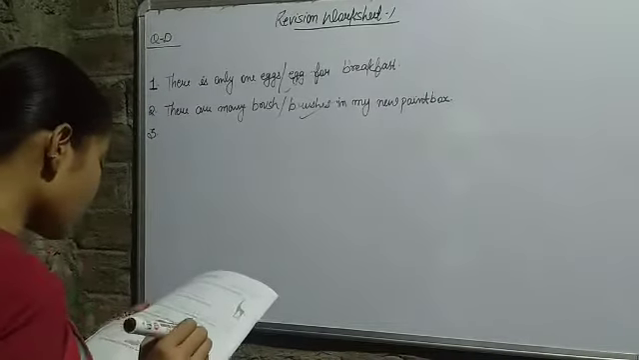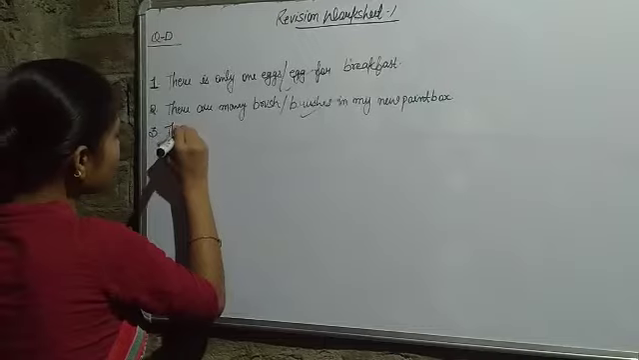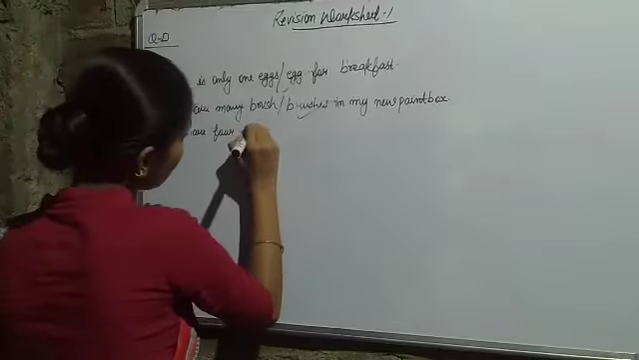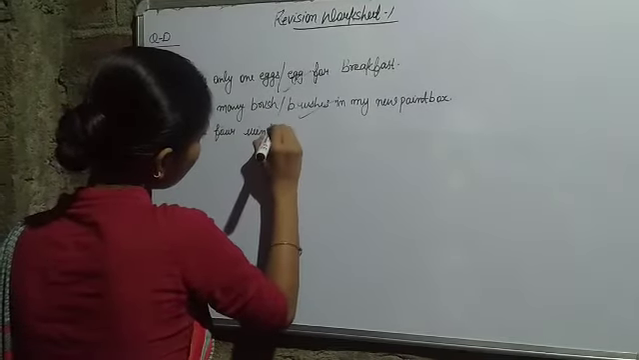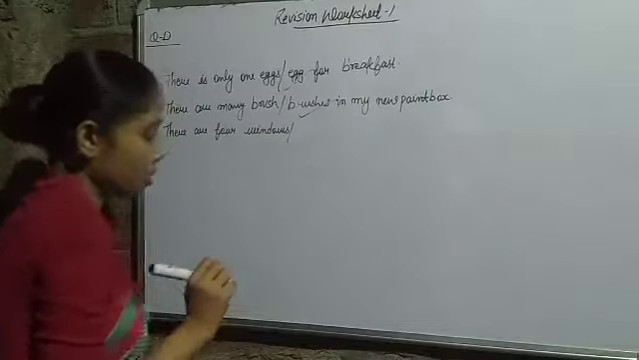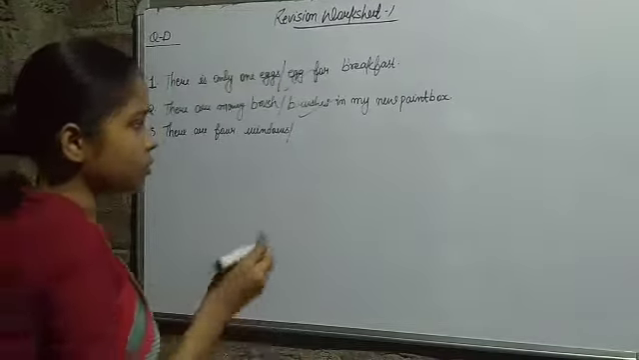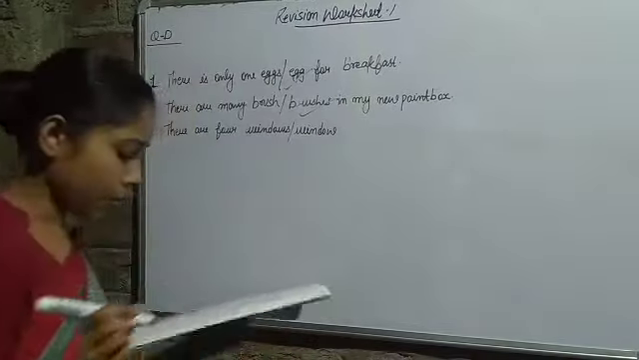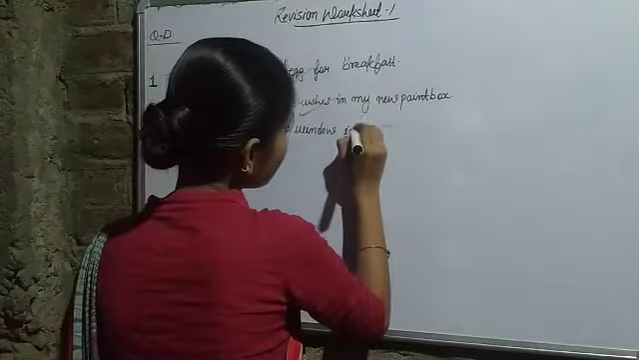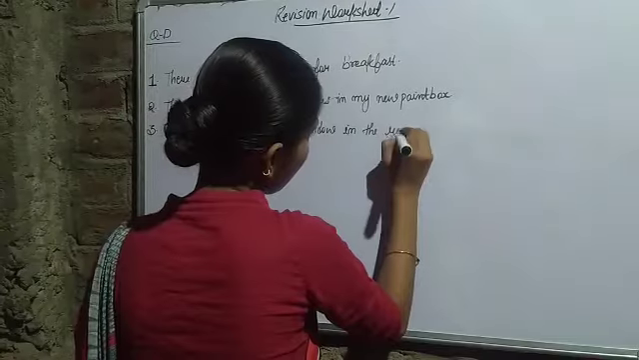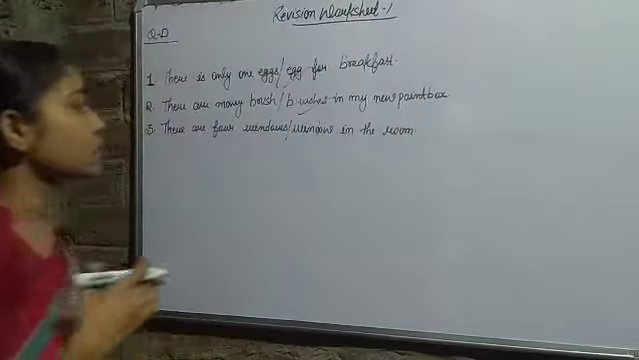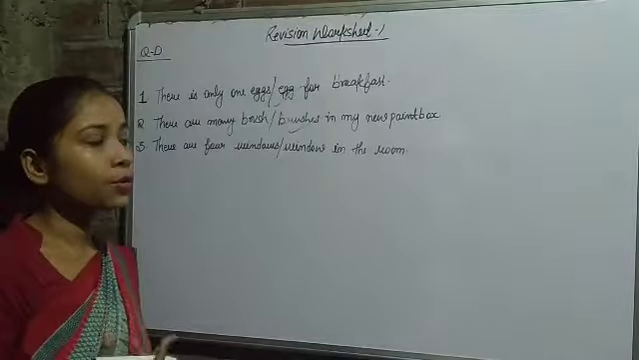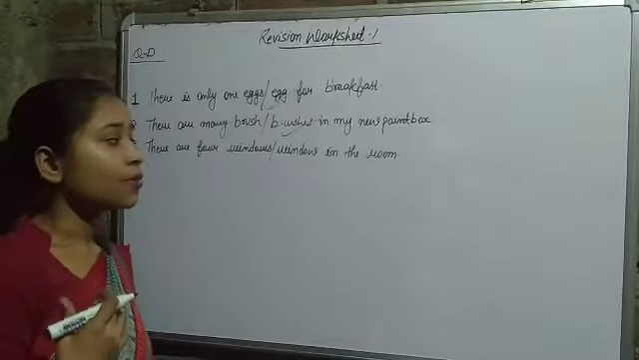Number 3. There are 4 windows in the room. So there are 4. Through the 4 we can see that we have windows in more than one. We have windows more than one.